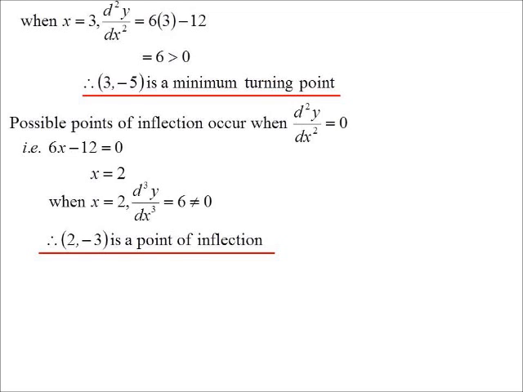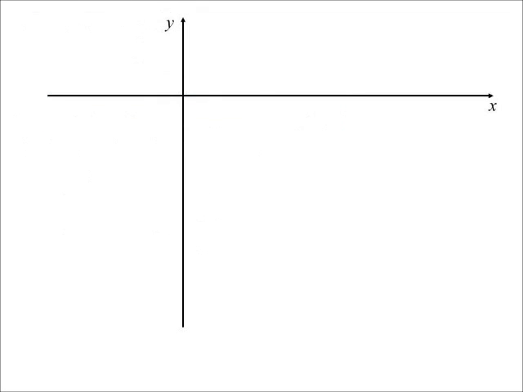That should be enough, so let's plot the points in. We had (1, -1), and down there (3, -5). This can also confirm things, by the way. If I'd found (3, -5) was a maximum turning point, then I've done something wrong, because there's no way that could be a maximum and the other one be a minimum. And there's my point of inflection.